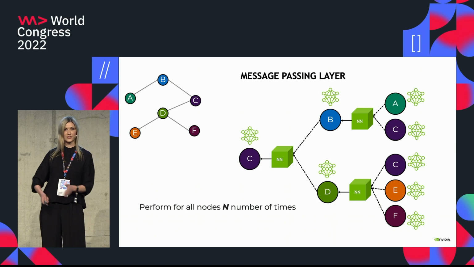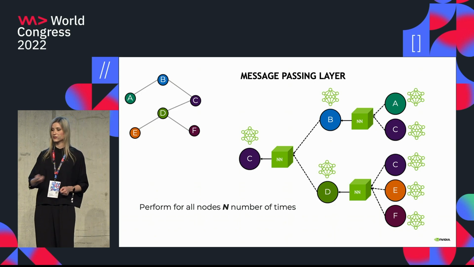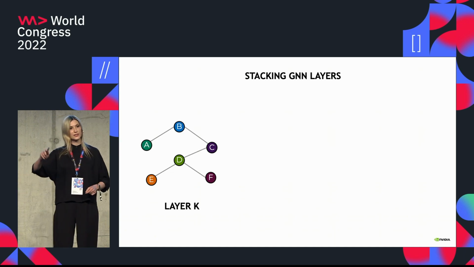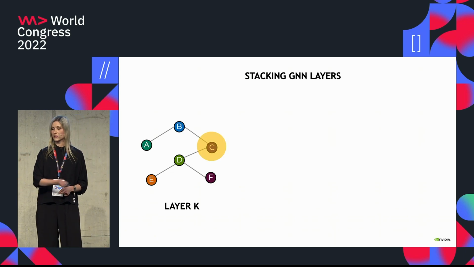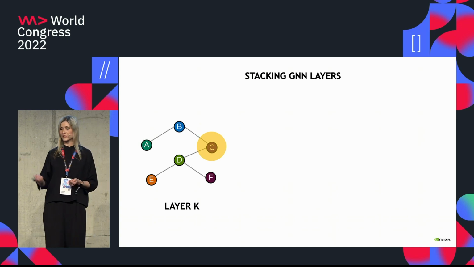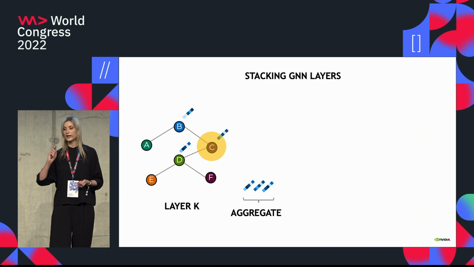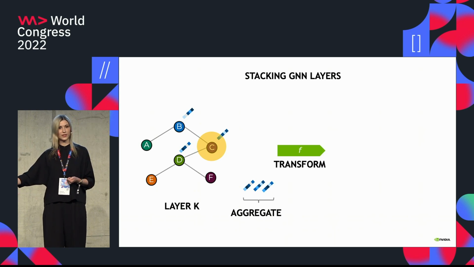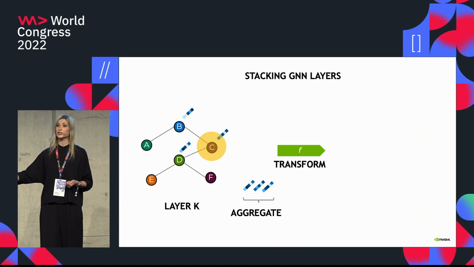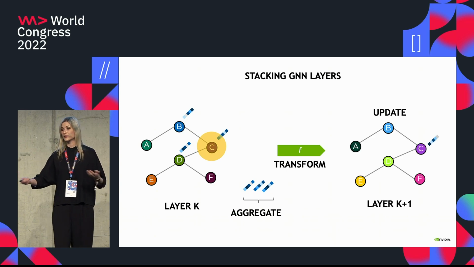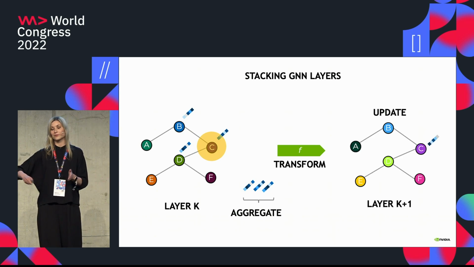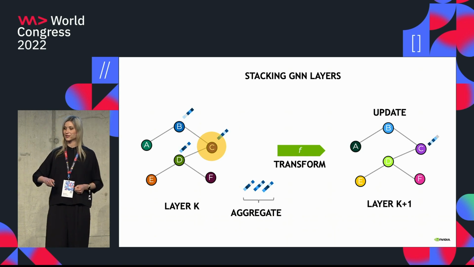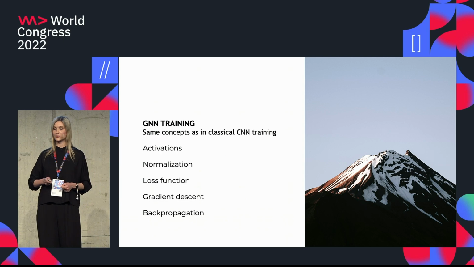And then we stack it as layers. So let's look at stacking the layers. So this is our layer K with the embeddings. And we basically do the same process. We have our node C. We aggregate the information from the node C. We transform it by applying some neural network or some function. And we get the new layer K. And we can have the number of layers you decide on as an engineer. So this is how message passing works.